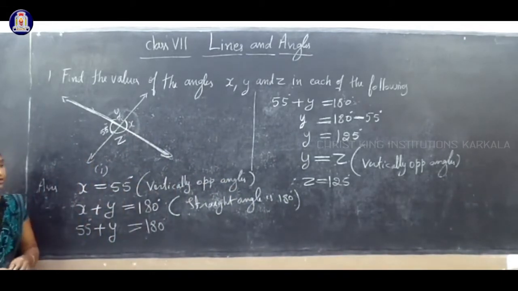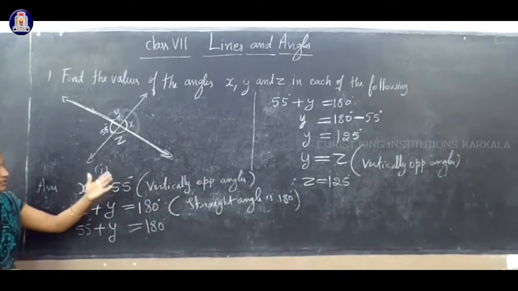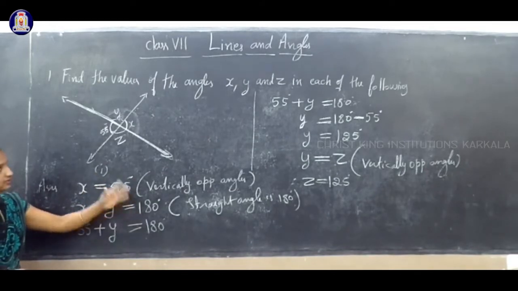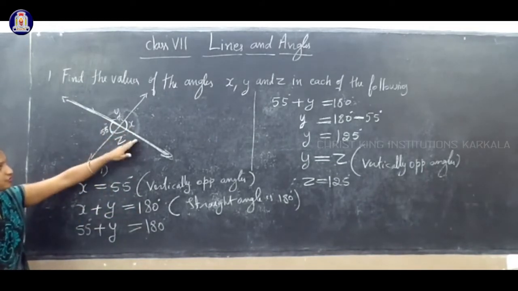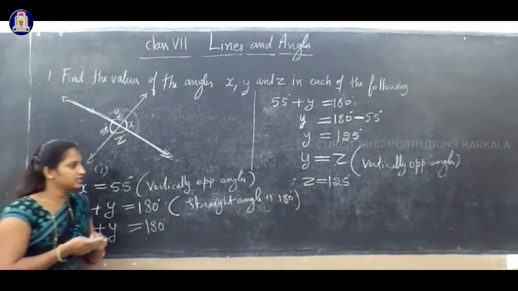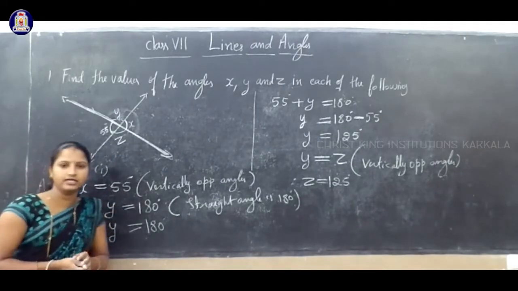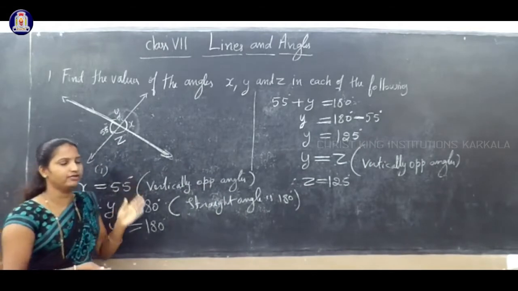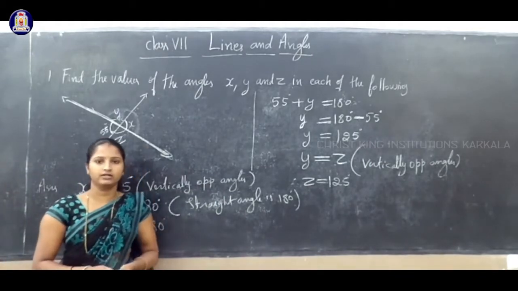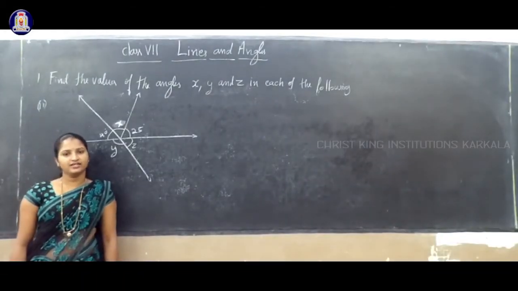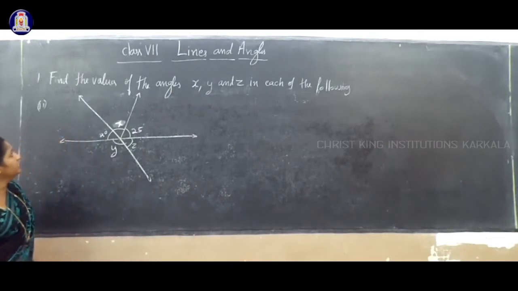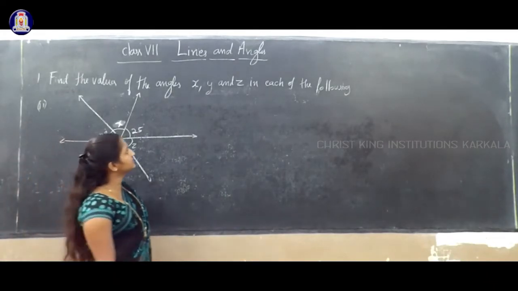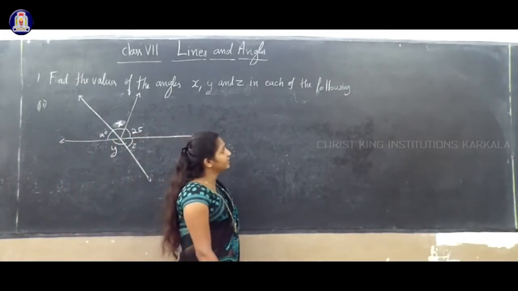Clear? Understood? So now we got angle x, angle y and angle z. So we found all 3 angles. So by seeing a figure you can understand which angles are equal. Clear? Okay, next question. Here find the value of the angle x and y and z in each of the following.